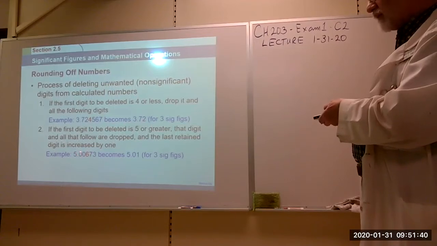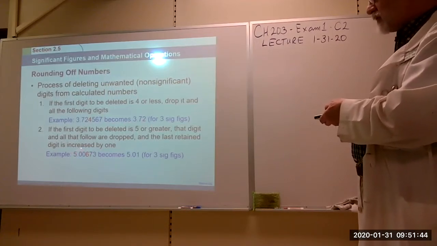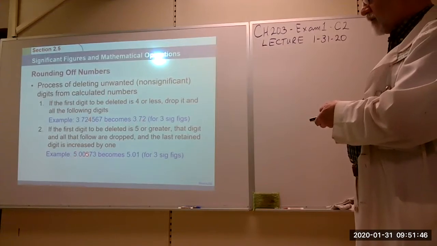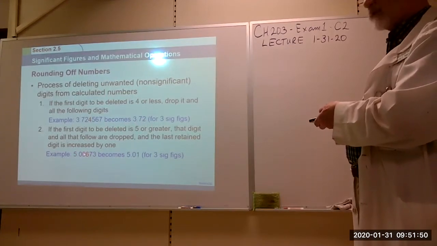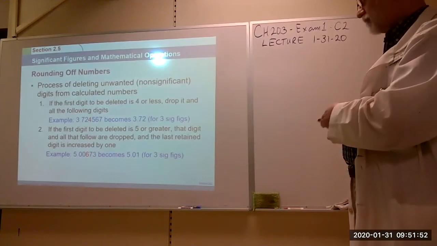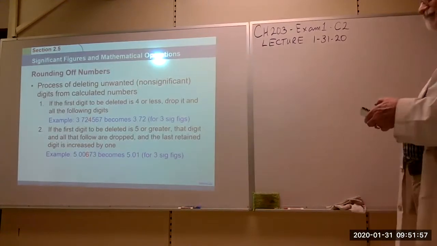Okay? In this case, those zeros are significant, right? Because they're bracketed by non-zeros. But we want to round to 3 significant figures in this one. So this one's 6, greater than 5. That means this 0 has to be rounded up to a 1. So we round to 5.01. Okay.